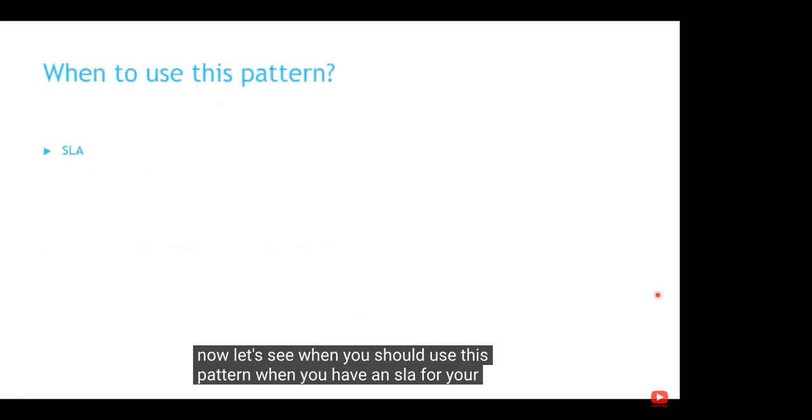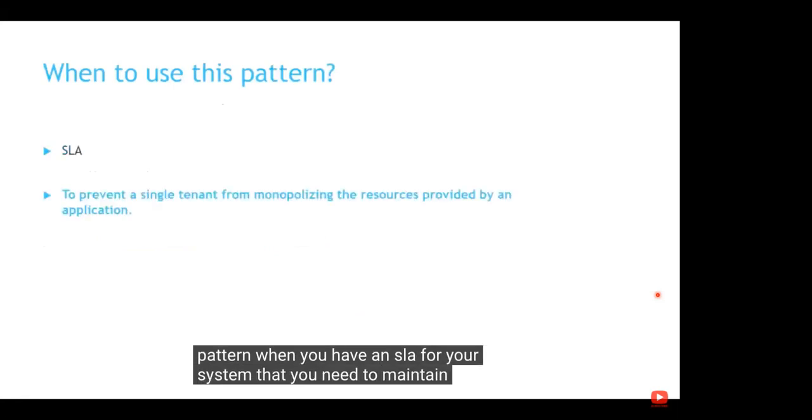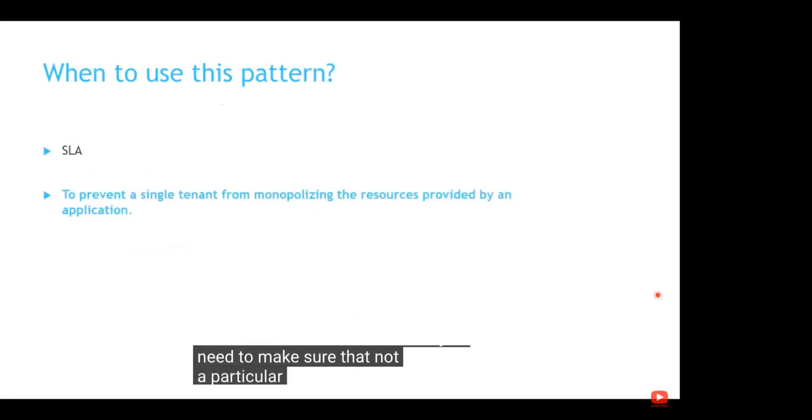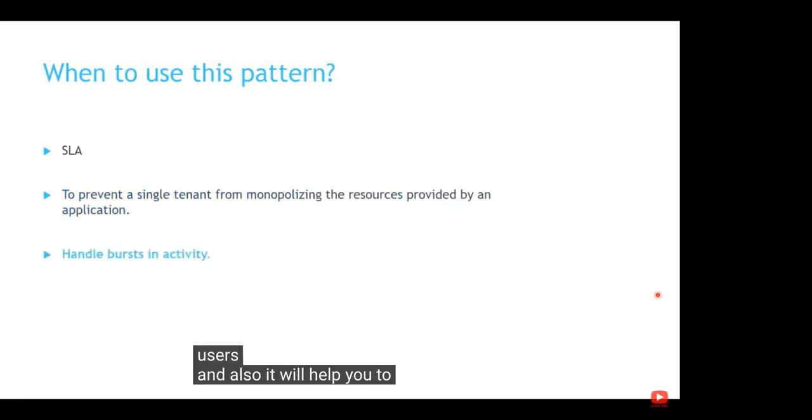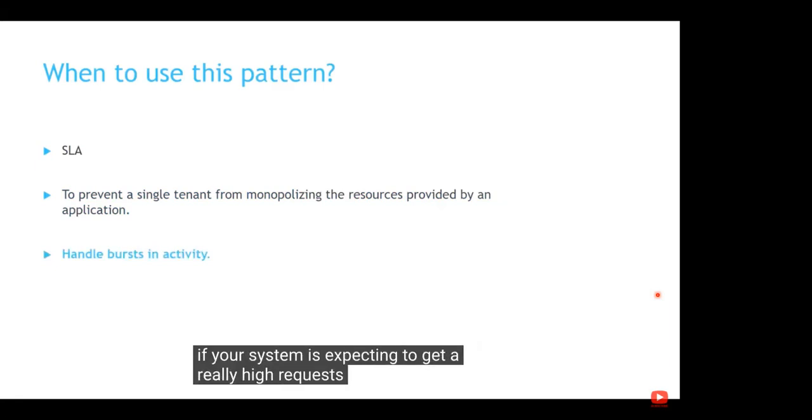When you have an SLA for your system that you need to maintain. And in order to maintain this SLA, you need to make sure that no particular user will be able to consume all of the computing power or resources of your service by sending too many requests to your service, which is going to affect your service's ability to meet the SLA that you are compliant with for other users. And also it will help you to handle the processing activities. If your system is expecting to get really high requests at any point of time, the throttling pattern will help you to handle these requests.